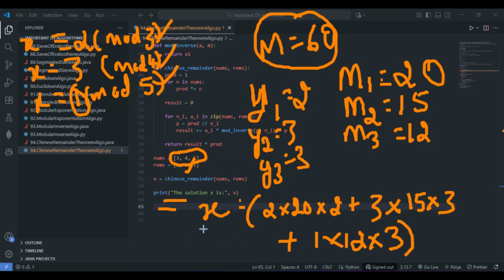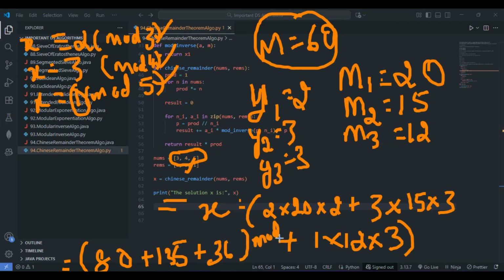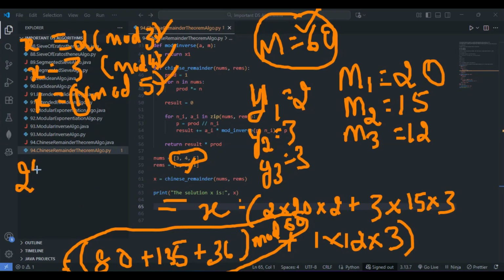Overall you can just calculate here. The first one is 20 into 2 is 40, 40 into 2 is 80. Plus the second one, 3 into 15 is 45, 45 into 3 is 135. The final one is 12 into 3 is 36, and 36 into 1 is 36 itself. Now we go with mod M, and M is 60, so we take mod 60. So 80 plus 135 plus 36 mod 60 will be 251 mod 60.